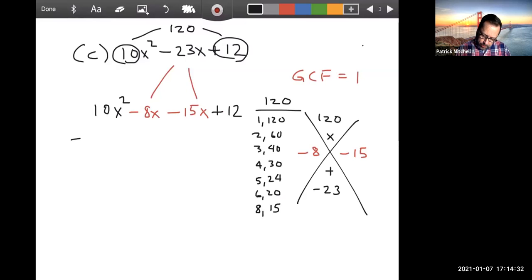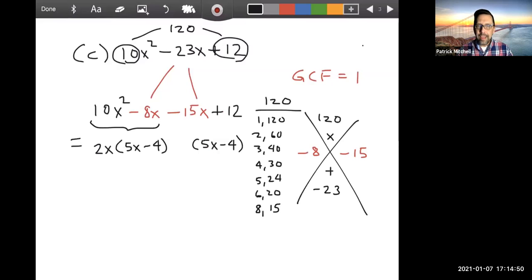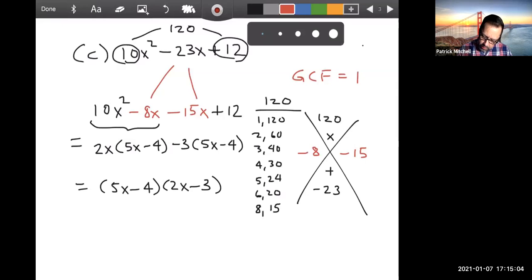All right, so what can I pull out of 10x squared minus 8x? I can pull out 2x, which would leave me with 5x minus 4. And then in order to get a 5x minus 4 over here, I would have to pull out a negative 3. So my common factor is 5x minus 4. My other factor is 2x minus 3. And I'll skip the check on this one.